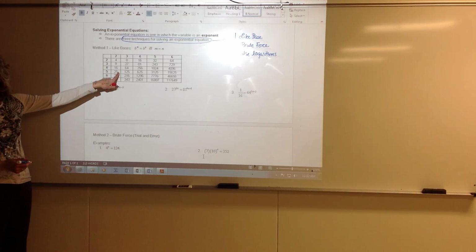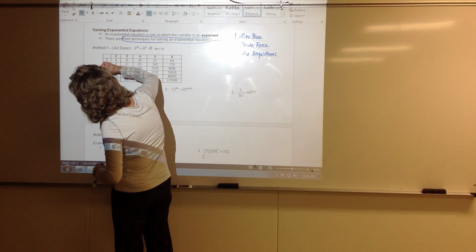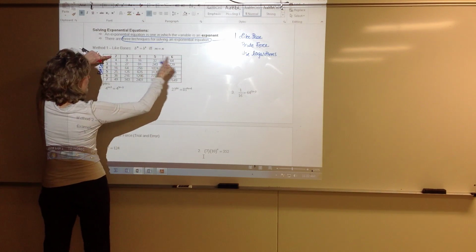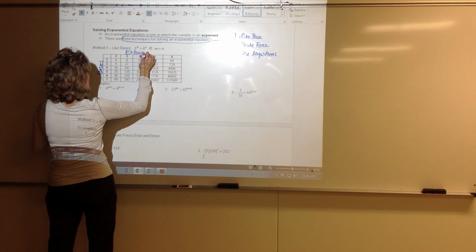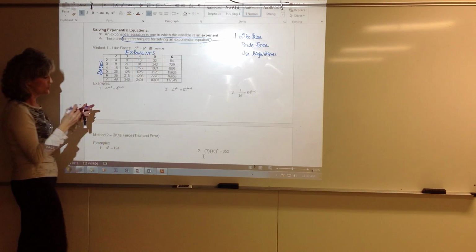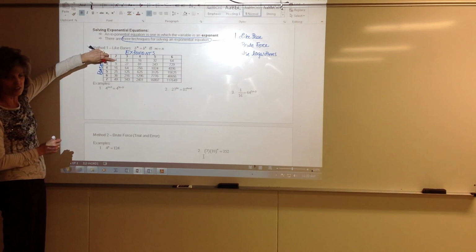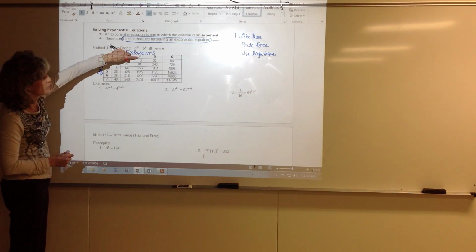You have this table on your notes. You have to understand what's going on here. Along this side, these are bases. And along the top up here, we have exponents. So this says 2 to the second power is 4. You know that. 2 to the third power is 8. 2 to the fourth power is 16.